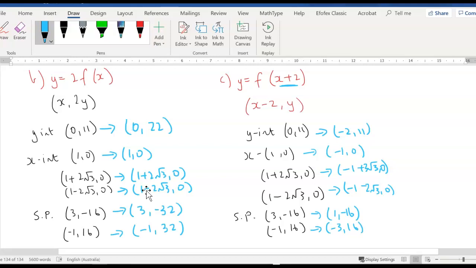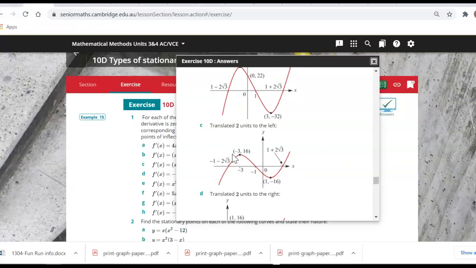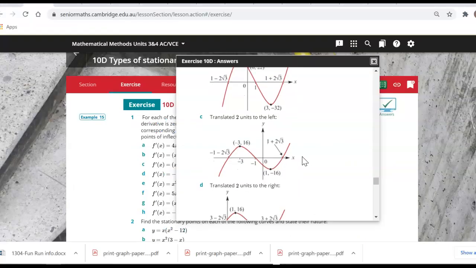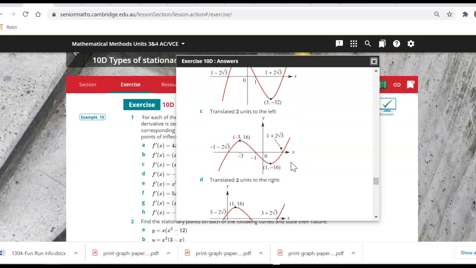Now, because I'm extremely short on time, I am going to show you just quickly here the graph from the solutions. So you can see there your new points. They haven't labeled the x coordinate correctly. It shouldn't be 1 plus 2 root 3. It should be -1 plus 2 root 3. So just take note of that. But everything else looks okay.